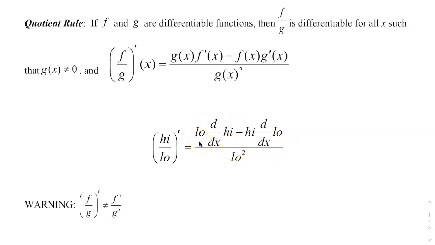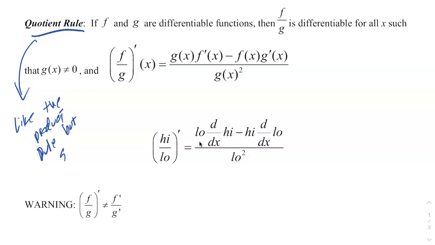The way I do the quotient rule is I just remember it's like the product rule, but with subtraction instead of addition. Also, you're dividing it by the bottom squared. So in my head, I just do it like the product rule, just remember it's a subtraction sign instead of an addition sign, and you have to divide by the bottom squared.